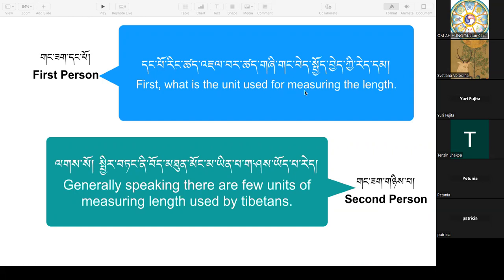Measuring comes from the word jelwar, and unit comes from the word seshi. Peju means used. So what are the units used for measuring the length? The second person, lasso. Chirtani pyo tumo mayimba kashi yopare, which means, generally speaking, there are a few units of measuring length used by Tibetans.